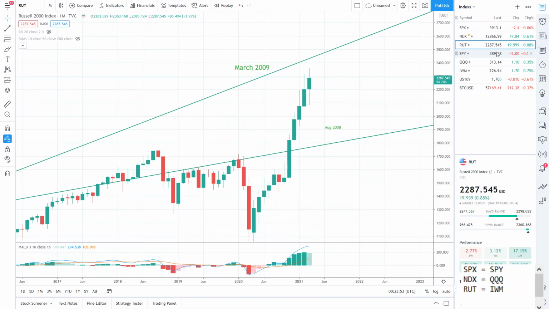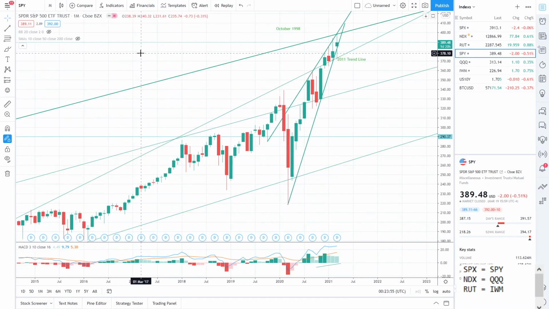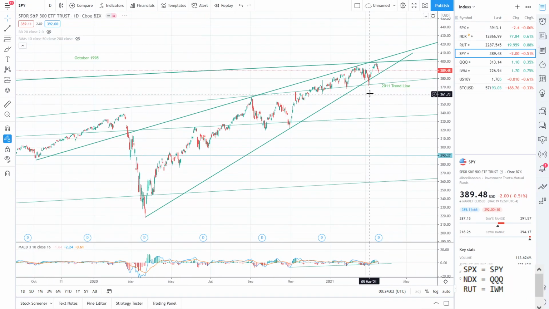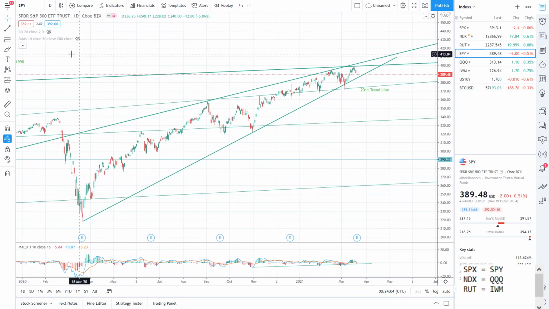So now let's look at the SPY on a daily chart. Okay, let's look at how everything coincides. So we can see that there's a lot of levels of resistance. Obviously, this is the October 99 level or 98 level.